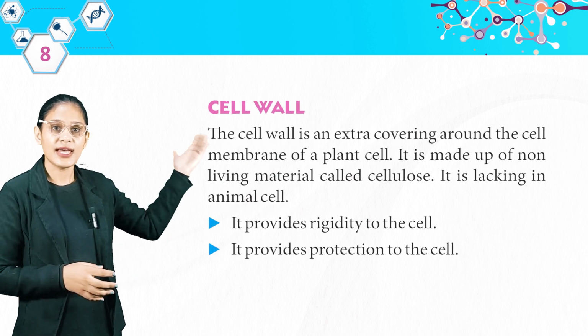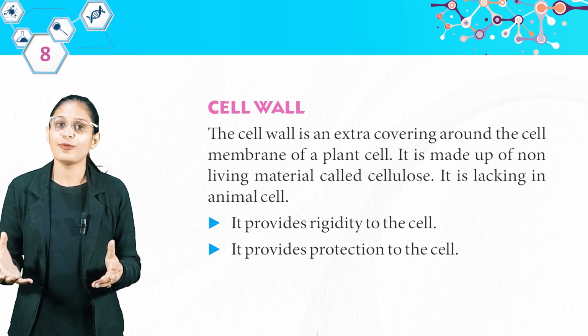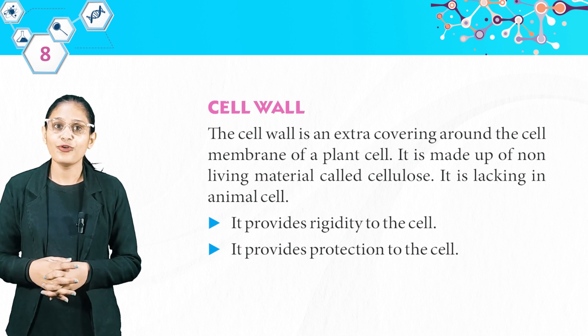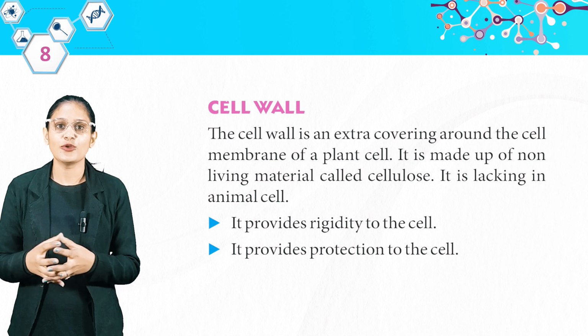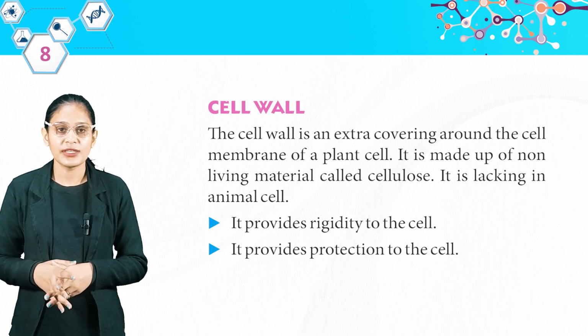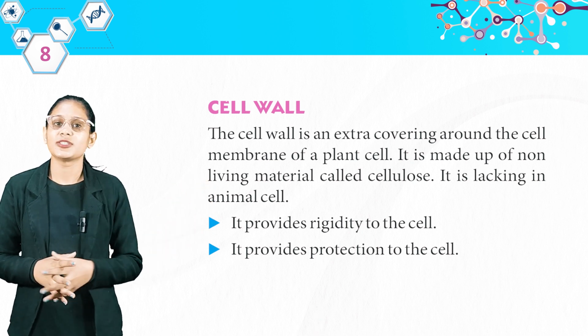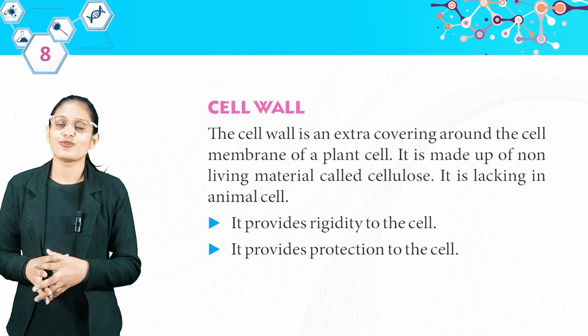Here we have cell wall. The cell wall is an extra covering around the cell membrane of a plant cell. It is made up of non-living material called cellulose. It is lacking in animal cell. So students, cell wall plant cell में मिलता है, animal cells में नहीं होता है. Here, it provides rigidity to the cell. It provides protection to the cell.